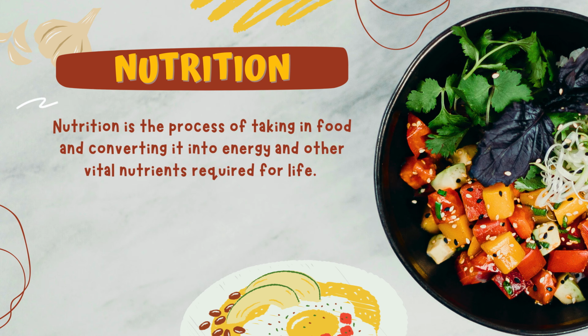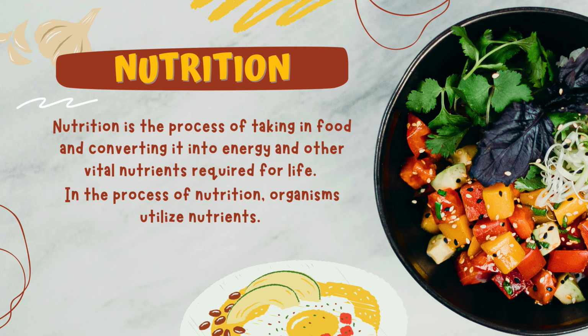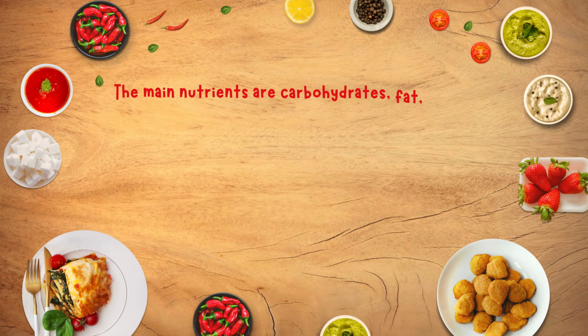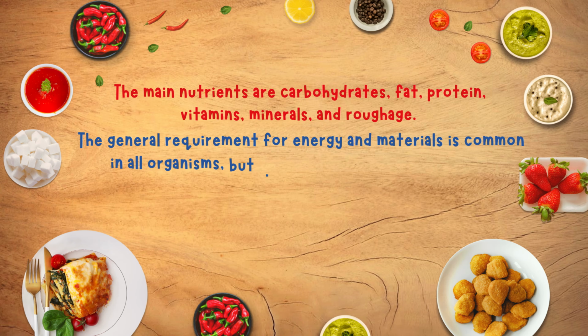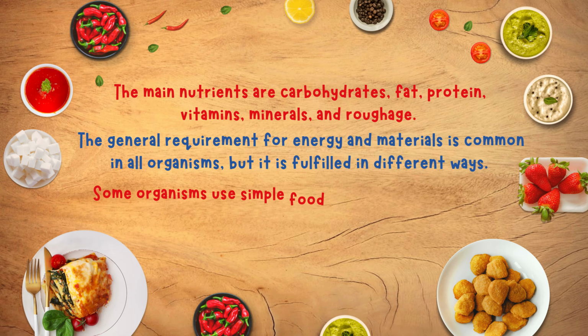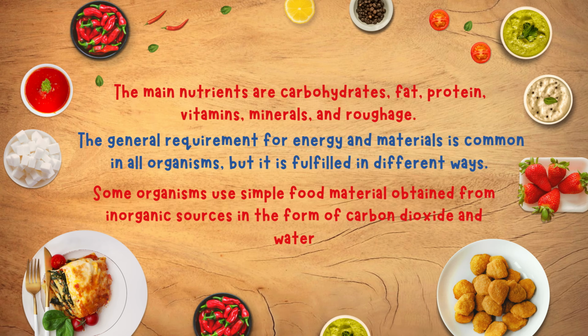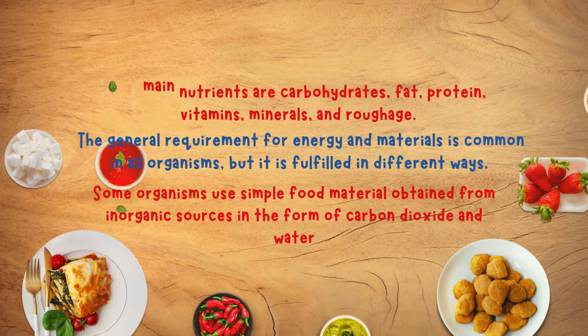for life. In the process of nutrition, organisms utilize nutrients. The main nutrients are carbohydrates, fat, protein, vitamins, minerals, and roughage. The general requirement for energy and materials is common in all organisms, but it is fulfilled in different ways. Some organisms use simple food material obtained from inorganic sources in the form of carbon dioxide and water.